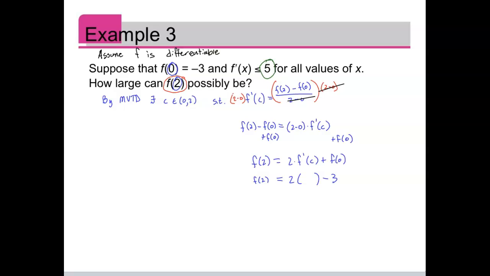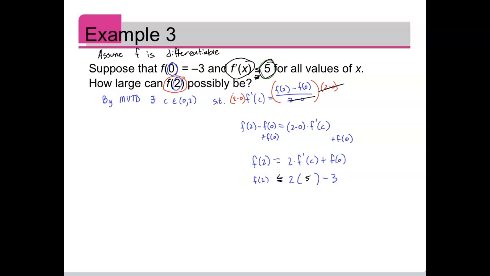So I can replace that f prime of C with 5 because at most f prime can be 5. But then this goes from an equation to an inequality. So once I plug in 5, f of 2 has to be then less than or equal to that. And that's specifically because I replaced f prime with 5, and f prime is always less than or equal to 5. So this goes from an equation to an inequality.